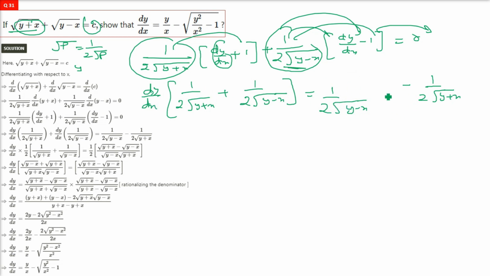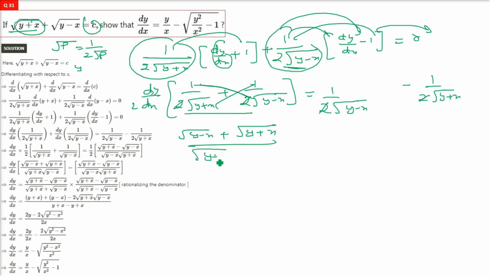Now dy by dx and this. Are we able to resolve certain things, cancel something? Yes. First thing is 2 in the denominator is seen everywhere, so you can just cancel these out. You can just take 2 common from both the sides and it will be a normal cancellation. Now I am taking the LCM here, both sides. So simply under root y minus x plus under root y plus x divided by under root y plus x into under root y minus x.